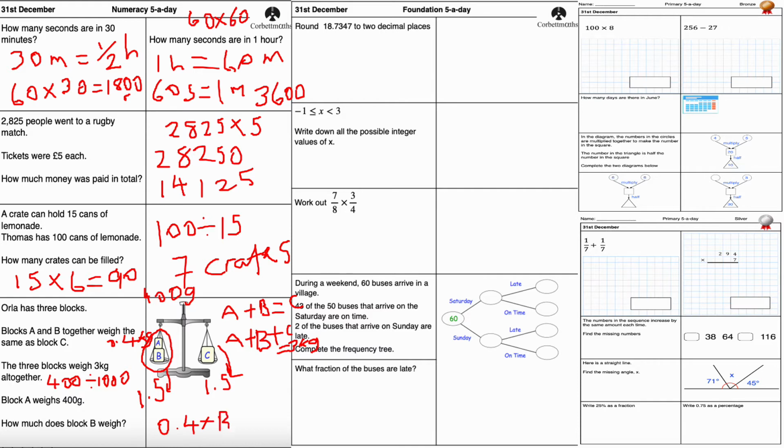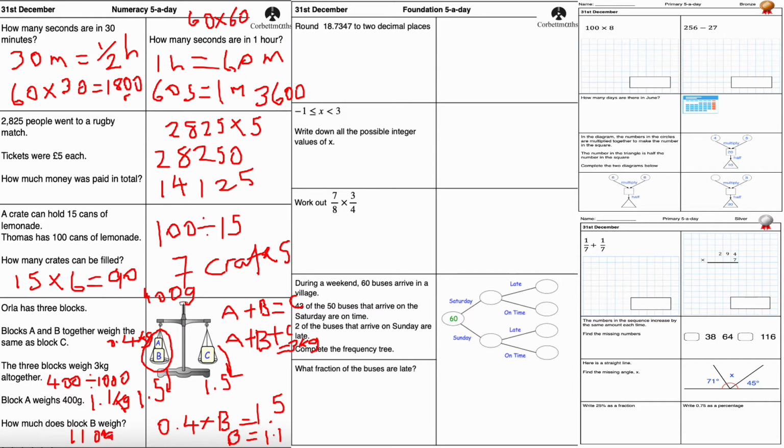Plus block B has to equal 1.5. Rearranging this, so subtracting 0.4 on both sides, I get that B is equal to 0. Sorry, B is equal to 1.1, guys, not 0.9. Okay, so block B weighs 1.1 kilograms or 1,100 grams.